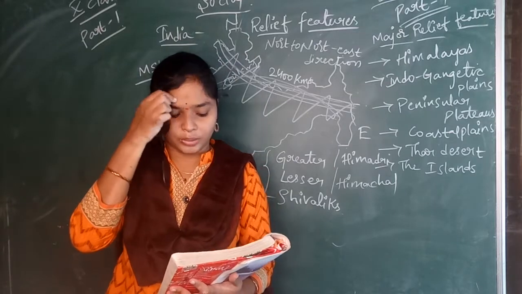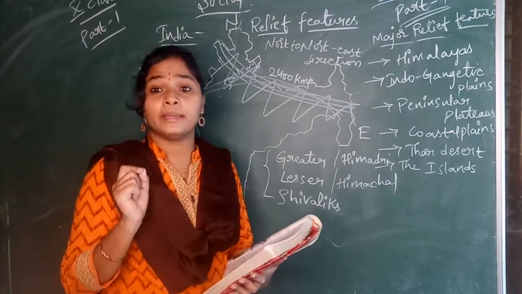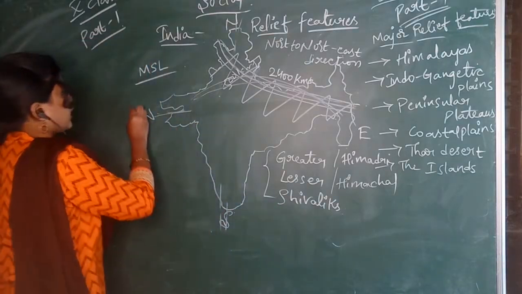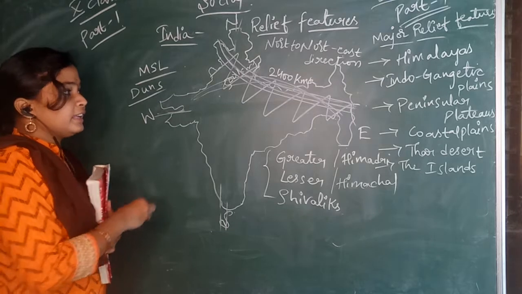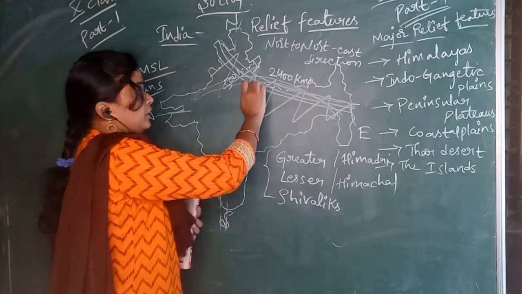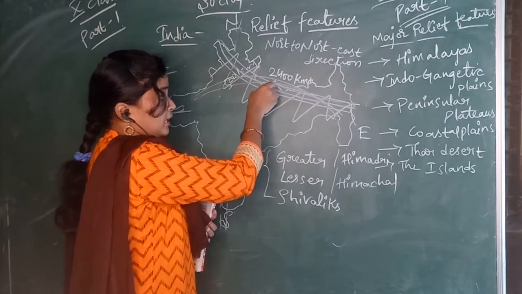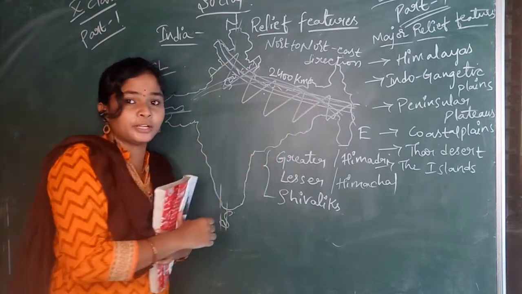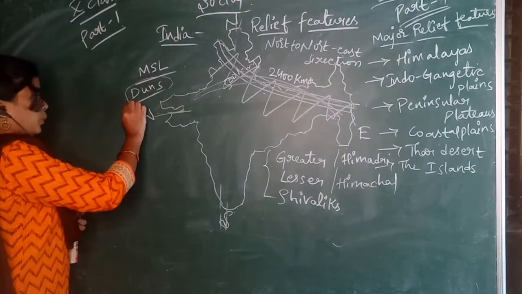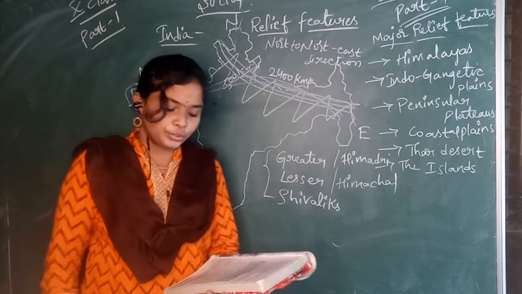Next, valleys lying between Lesser Himalayas and Shivaliks are known as dunes. Very important thing, children. What are dunes? The valleys lying between the Lesser Himalayas and the Shivaliks. What do we call the valleys between Lesser Himalayas and Shivaliks? Dunes. The valleys lying between the Lesser Himalayas and the Shivaliks are known as dunes.